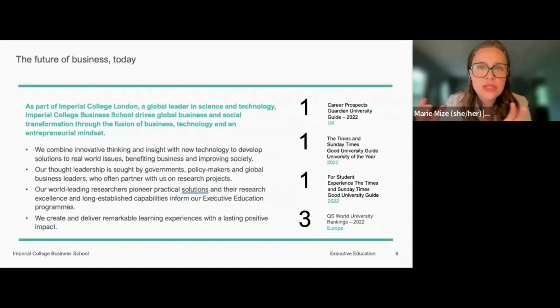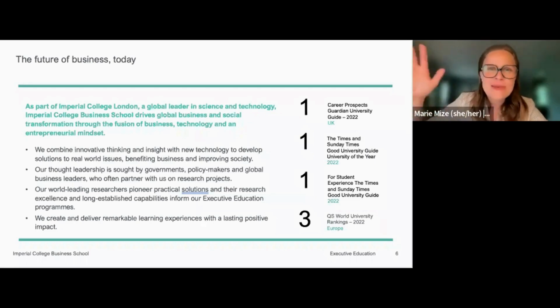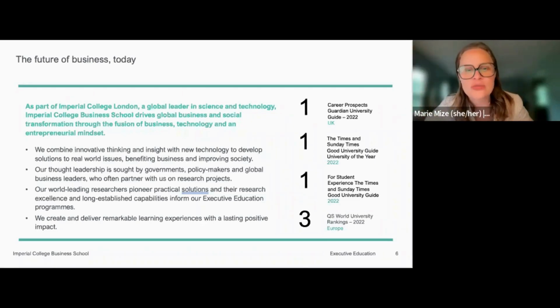World leading researchers. You're going to learn here today from two of your course faculty here at Imperial, really helping to pioneer, again, practical solutions. So this is not a highly theoretical or conceptual program, but it's a program aimed at really helping you to make practical application of your learning. So taking this research excellence, this knowledge, and designing programs that allow that to be conveyed and used and applied in ways that are transformational. So this is a remarkable learning experience, one that extends beyond the scope of what's possible in a traditional classroom environment, one that's going to leave you with a lasting positive impact.